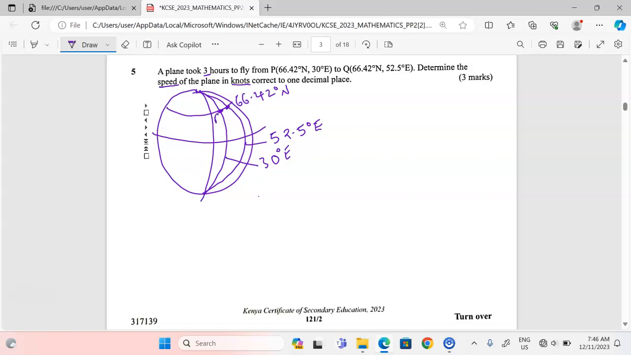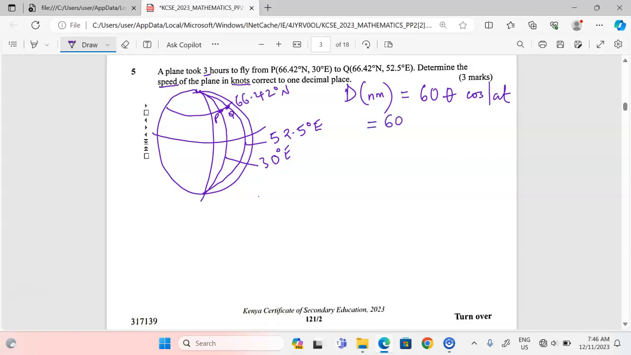Now these are the places P and Q. They are lying on the same latitude, and from one place to the other we'll be moving across a small circle, or the parallel of a latitude. Because the speed is required in knots, we need the distance in nautical miles between P and Q, and because they are on a small circle, we use 60 times theta cosine of the latitude where the two places are.